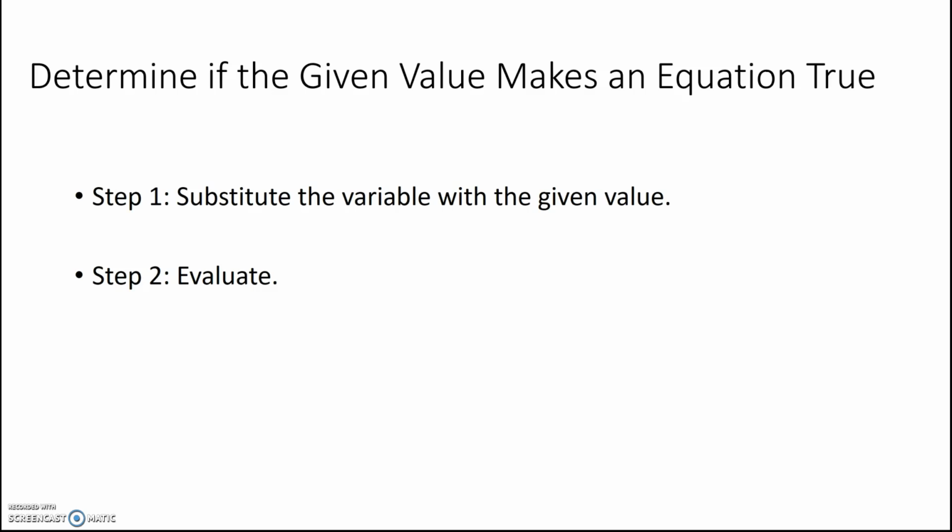At the top it says, determine if the given value makes an equation true. All right, so we are practicing problems that you may see on a test where it gives you an equation and it gives you certain values and you're trying to see which one matches the equation. So our first step is going to be to substitute the variable with a given value and then evaluate or solve.